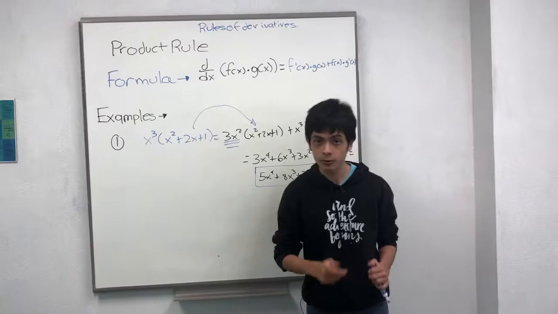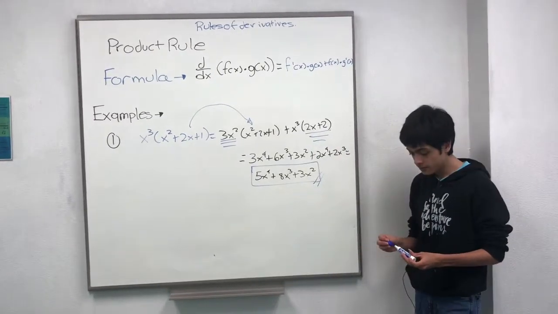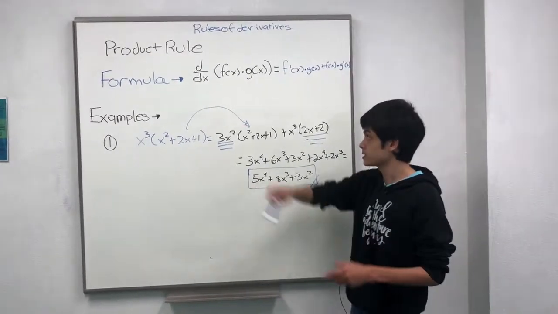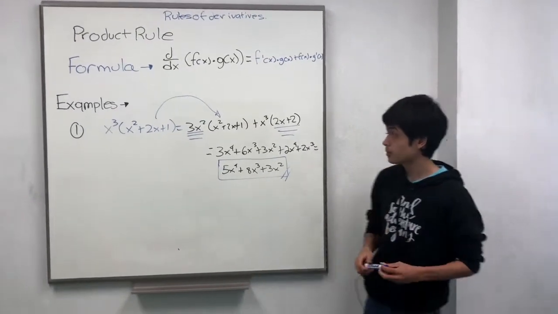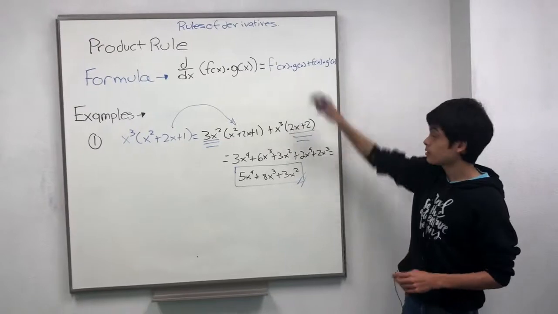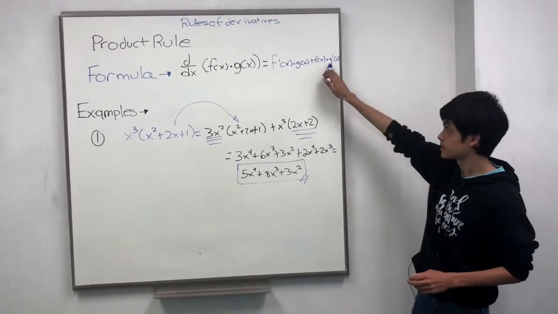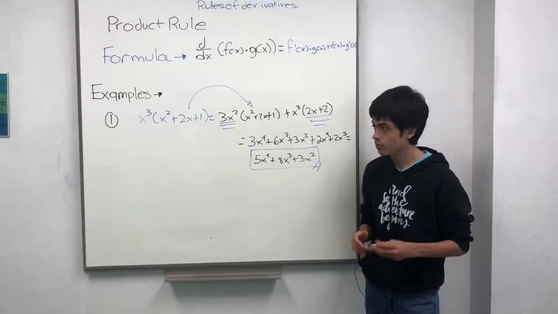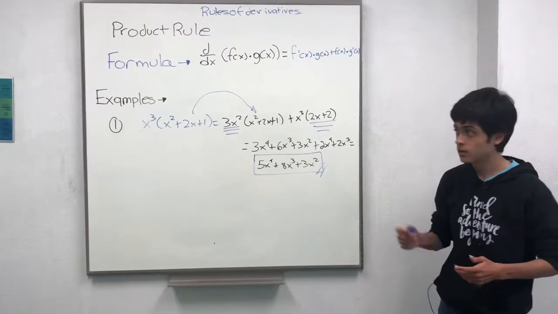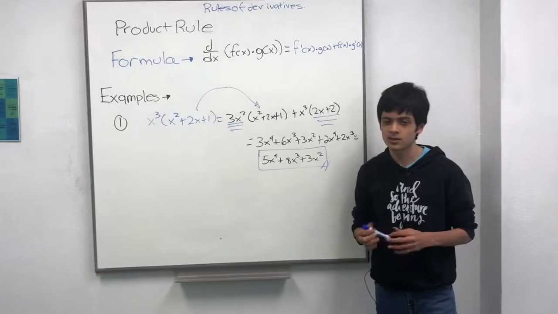So basically, the product rule means that when we have two functions, we're going to have to get the derivative of the first one and multiply it by the non-derivative of the second one plus the non-derivative of the first one times the derivative of the second one. We just have to be careful by looking at which ones we have to find the derivative of and which one has to stay the same.